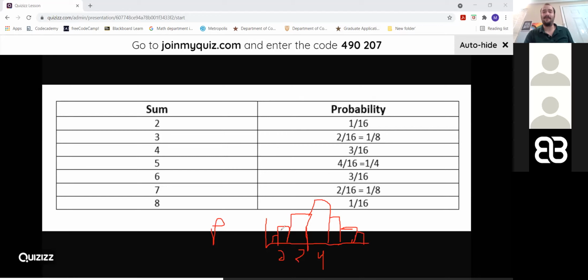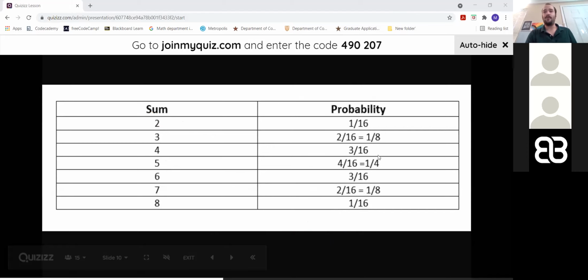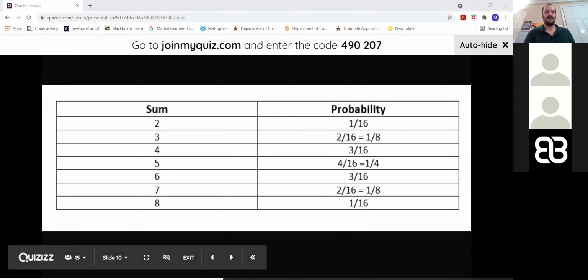And so your probability should look something probably like this, right? It's going up and then it's going down, right? And so if you notice, there's one way to roll a 2, there's one way to roll an 8. We get 1/16 on both of those. I don't know if you notice this has a certain symmetry to it, is what I was trying to get at. When we do these sorts of rolls and summations, you're really likely to roll the things in the middle, like a 5. And you're less likely to roll the things on the outside, if that makes sense.